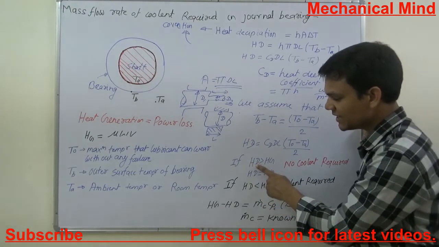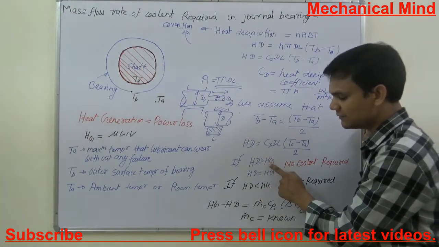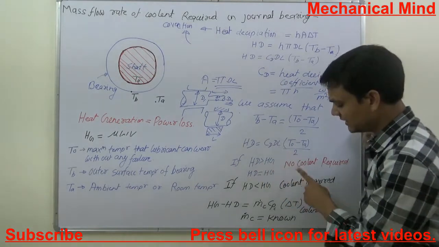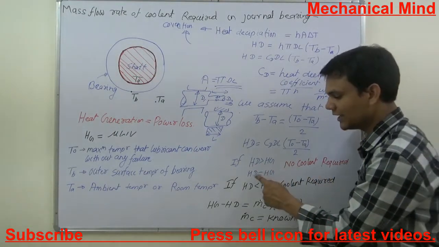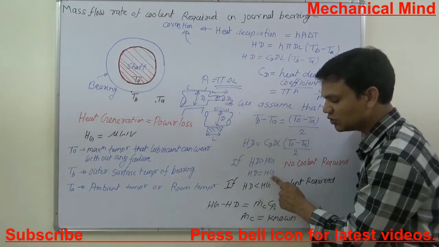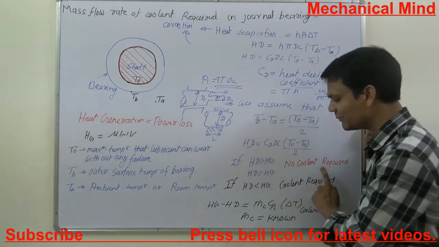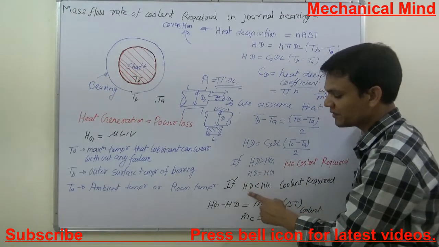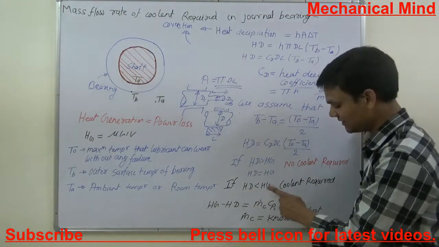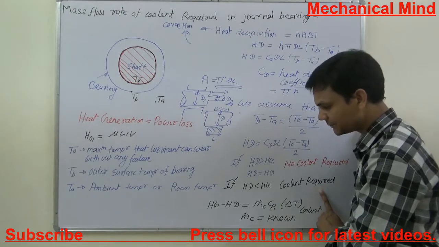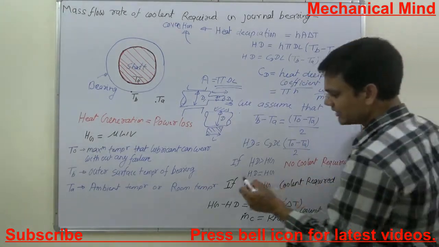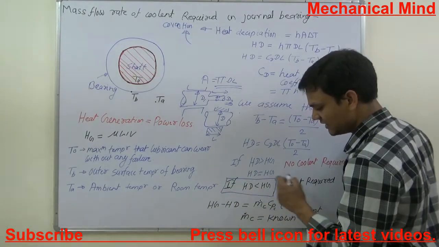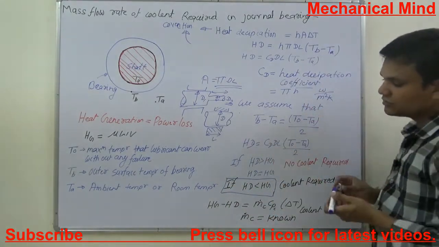If heat dissipation is more than heat generation, then there is no requirement of coolant, and if heat dissipation is equal to heat generation, then also there is no requirement of coolant. But if heat dissipation is less than heat generation, then we use coolant. Only in one condition do we use coolant, that is when heat dissipation is less than heat generation.